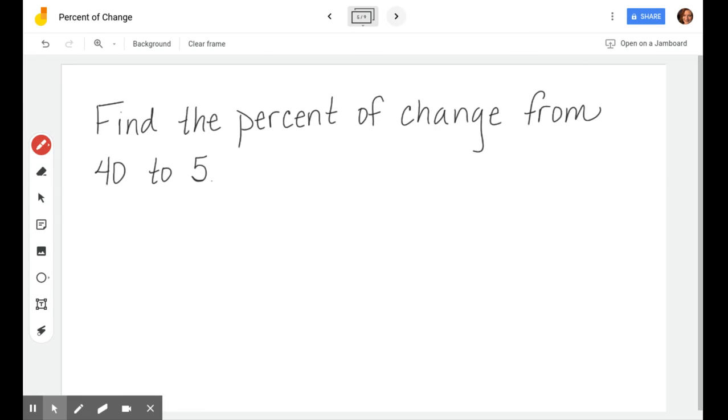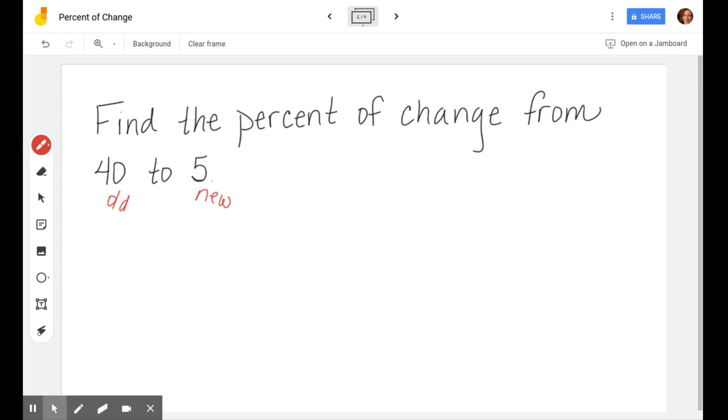Let's look at another. Find the percent of change from 40 to 5. From 40, so 40 is the old one, to 5, so 5 is the new one. This time it's going downward. Now, if you always follow that same pattern that I mentioned of new minus old, what happens is we're going to get a negative answer. The negative percent just means that it went down, it dropped, it decreased.